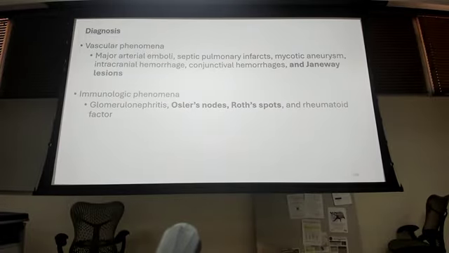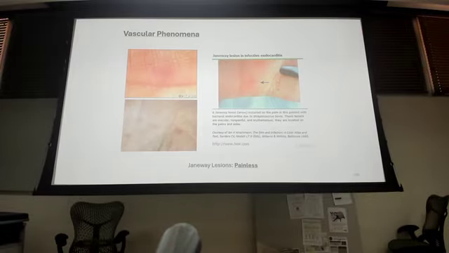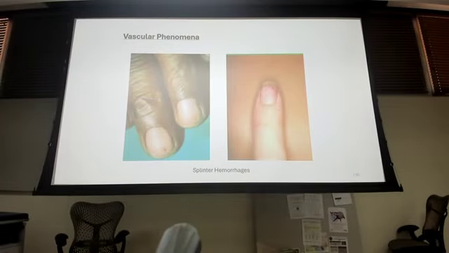Then we talked about the symptoms or signs that you may have that are more indicative of, or a little more specific for, this condition. And we talked about how you can have vascular phenomenon and you can have immunologic phenomenon. Examples of vascular phenomenon are your Janeway lesions, which are painless erythematous spots. You can have splinter hemorrhages, where you're having an occlusion of the tiny capillaries in the fingernail beds or the toenail beds.